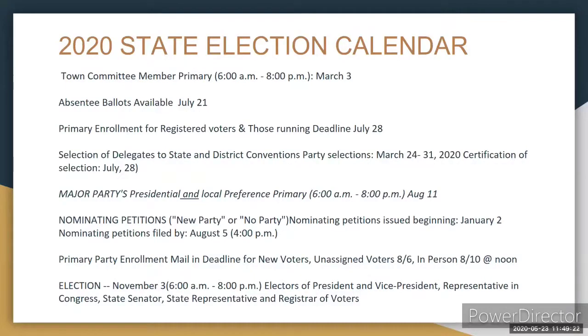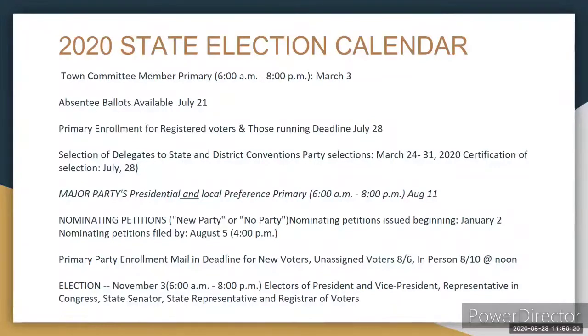So this year's election calendar really got jumbled around because of COVID. But today, as it stands, what has and will happen is this: on March 3rd, the town committee members primary occurred, and these are local to Connecticut and within my town of Waterbury. The absentee ballots will become available on January 21st. Primary enrollment for party affiliated voters deadline, July 28th. Selection of delegates to state and district conventions party, March 24th, and it ran to the 31st. And the certification of those delegates was initially April 1st, and it's now July 28th.